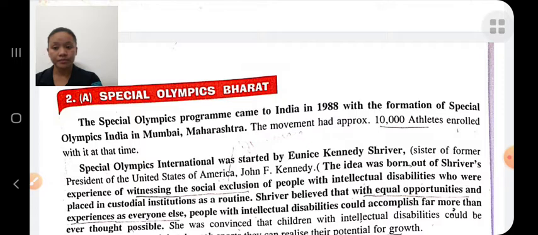Special Olympics International was started by Eunice Kennedy Shriver. She is the sister of former President of the United States of America, John F. Kennedy. Special Olympics International was started by Eunice Kennedy Shriver for people with intellectual disability.